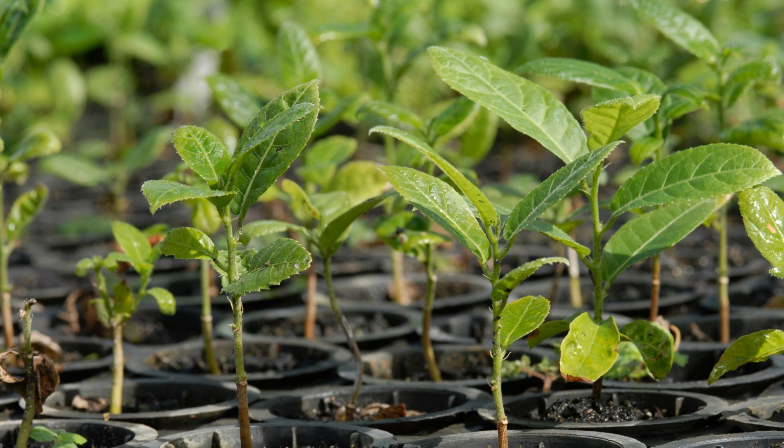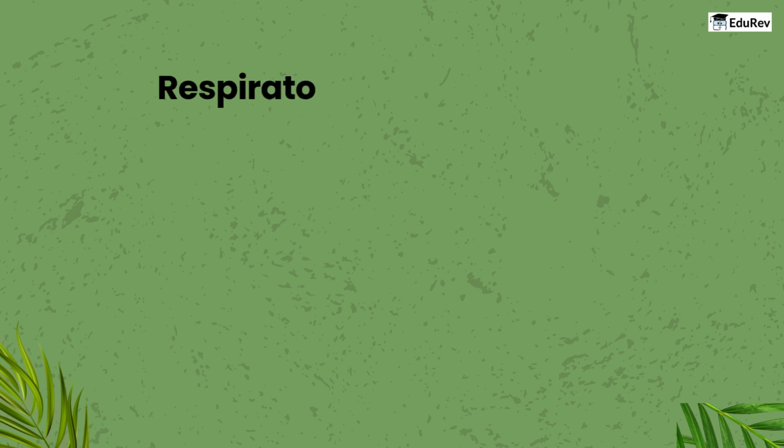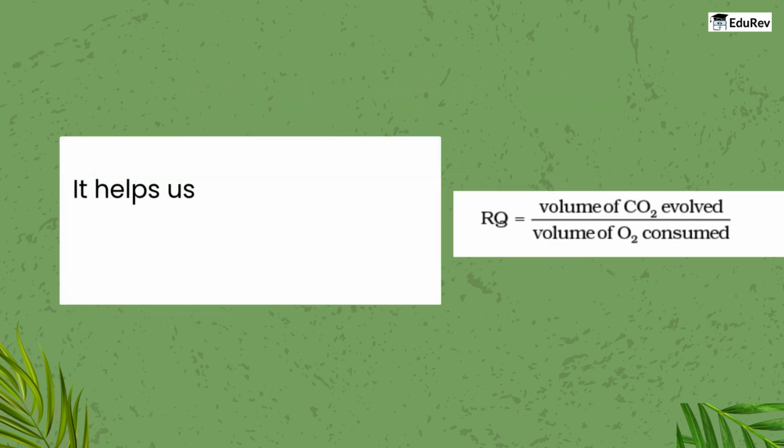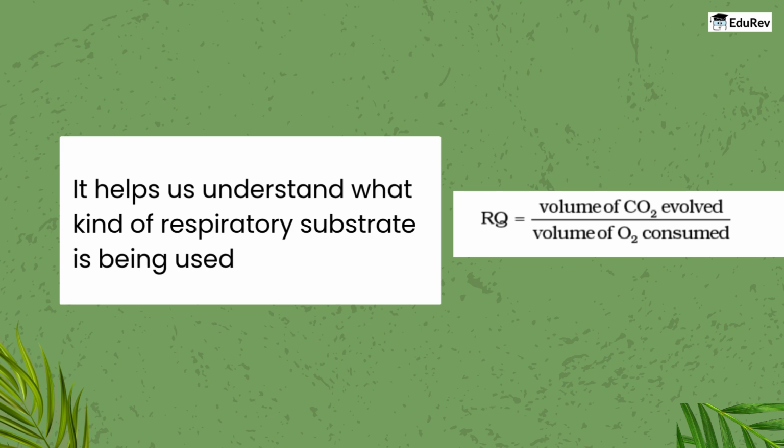But how do we know which substrate the cell is actually using? This is where the respiratory quotient, or RQ, becomes important. The respiratory quotient is the ratio of the volume of carbon dioxide evolved to the volume of oxygen consumed during respiration. It helps us understand what kind of respiratory substrate is being used.